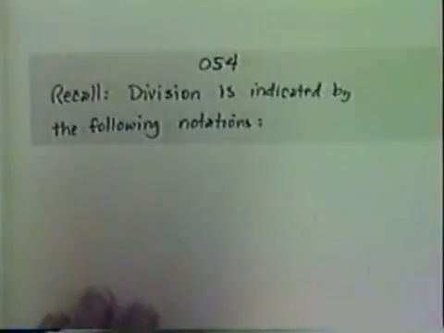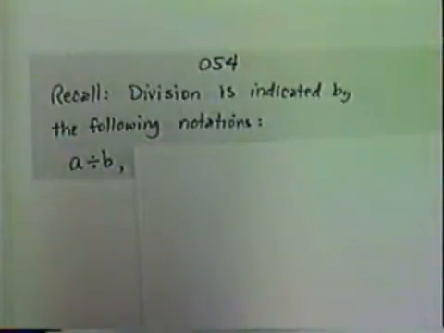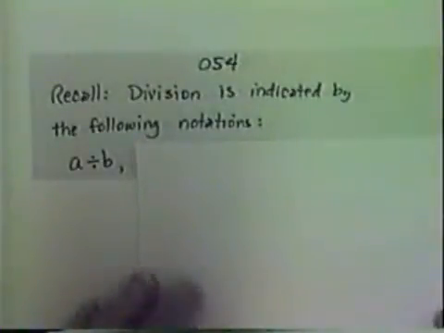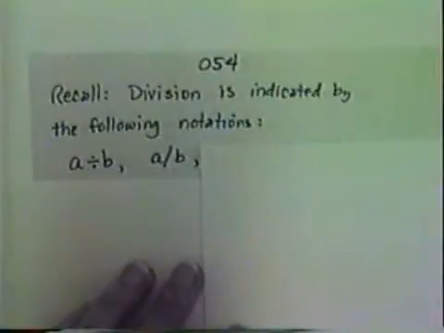Let's begin by looking at the notation. Recall, first of all, that division is indicated by the following notations. The divided by symbol that you have on your calculator, or on some computers, but usually not. Most calculators have the divided by symbol that's a little line with two dots. Computers, however, use a different notation, a slash. So we can write A divided by B in each of these symbolisms.